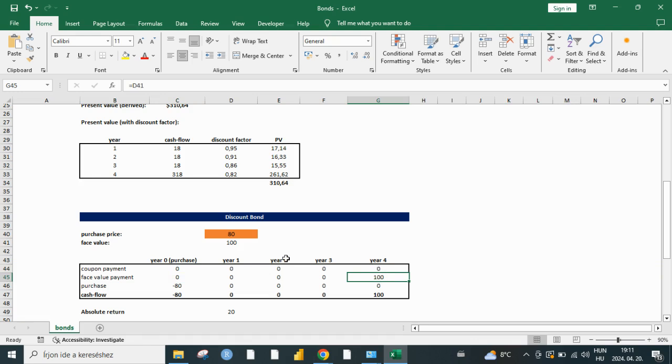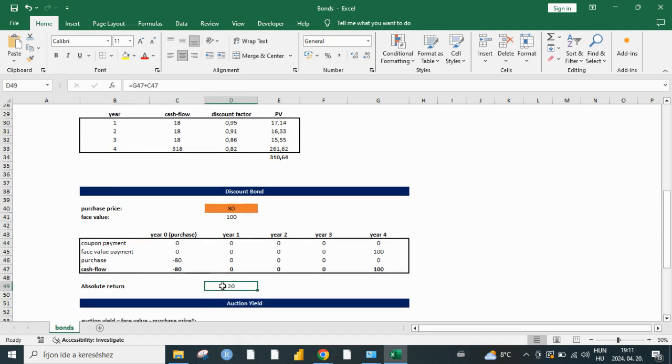And how can it be profitable for you? Well, you basically buy it cheaper than the face value. So, for example, here you pay 80, and at the end of the tenure you get back the face value, which is 100, and then you can see that you have an absolute return of 20, which can also be computed as 20%.